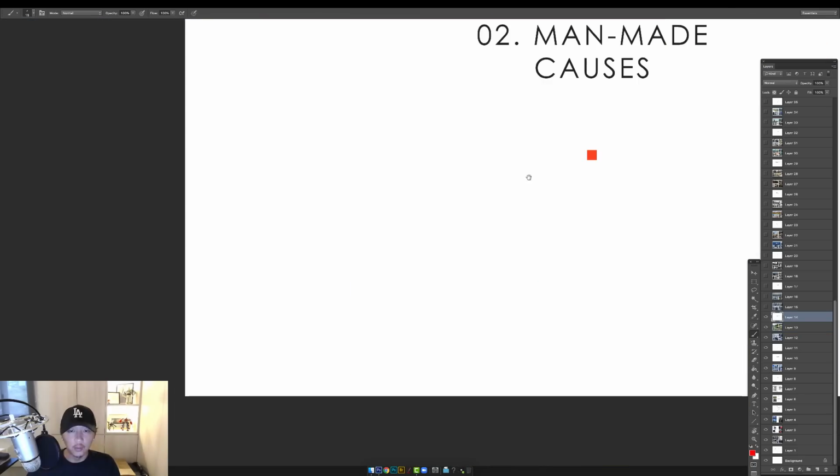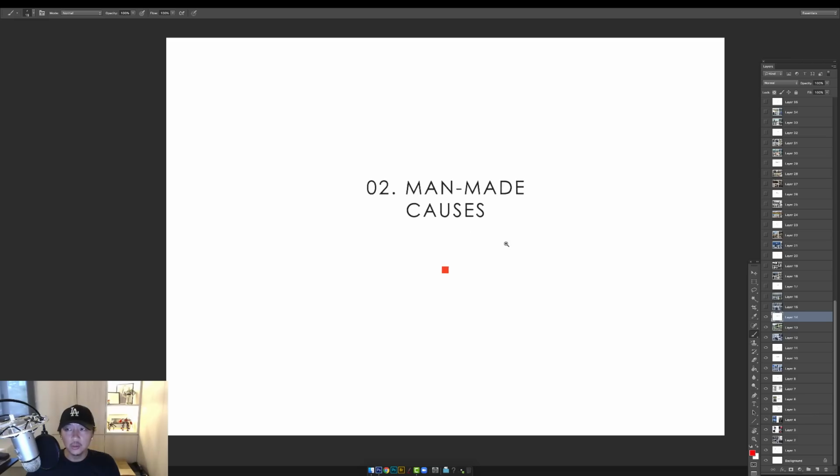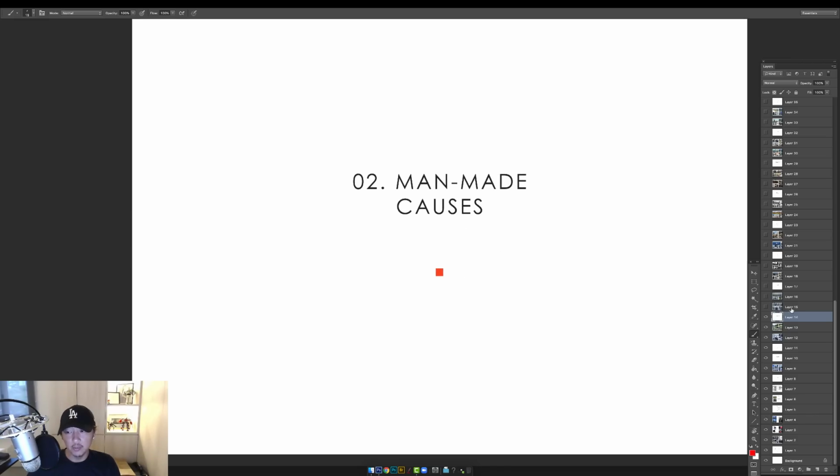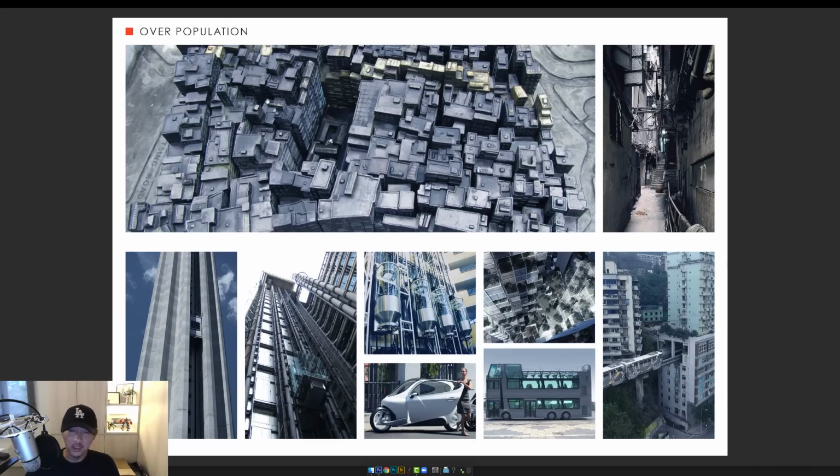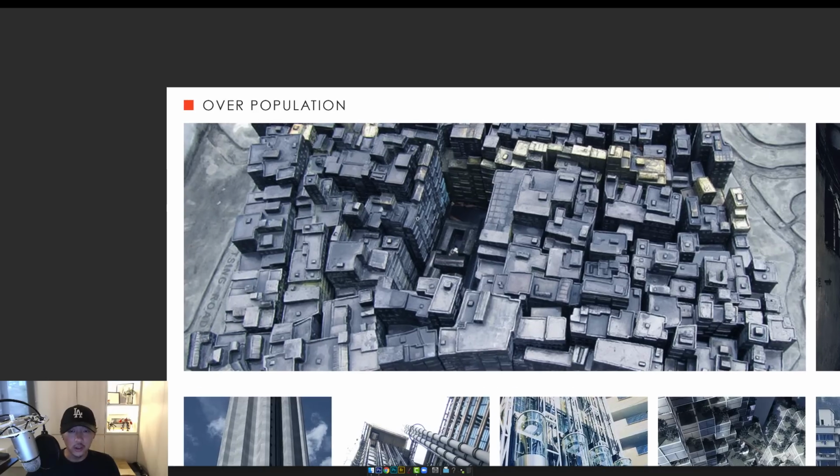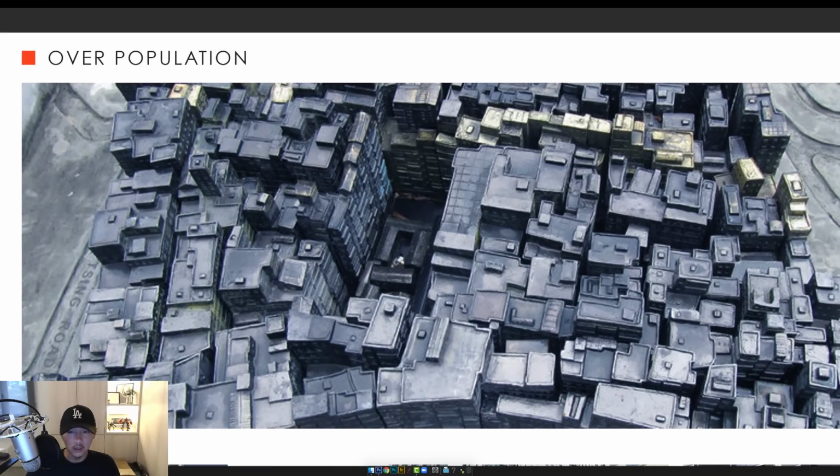Okay. Next one. Man-made causes, right? So we had causes that were nature-based. What if it's a man-made cause, and how do we design function around that? So first example I have is, for example, overpopulation. Okay, so here's a scale model of Hong Kong. This is the Kowloon area. This no longer exists, but basically it's a very populated place.